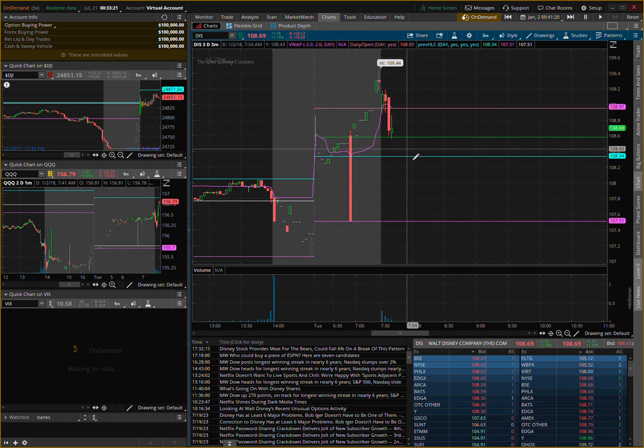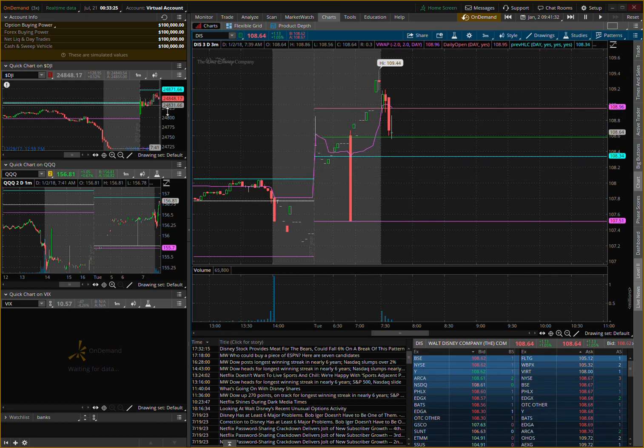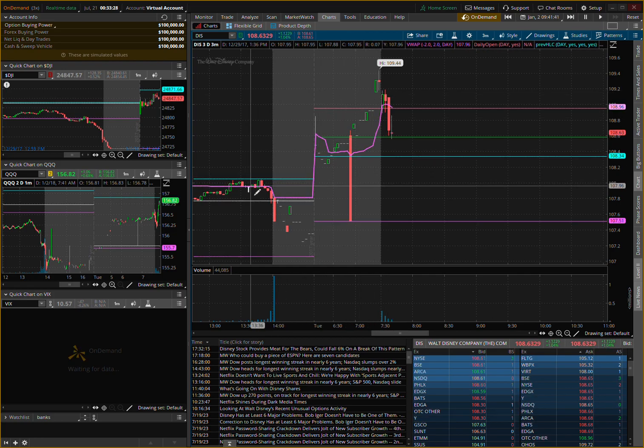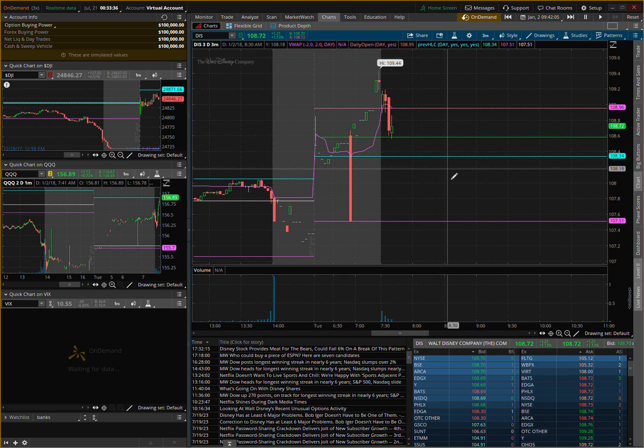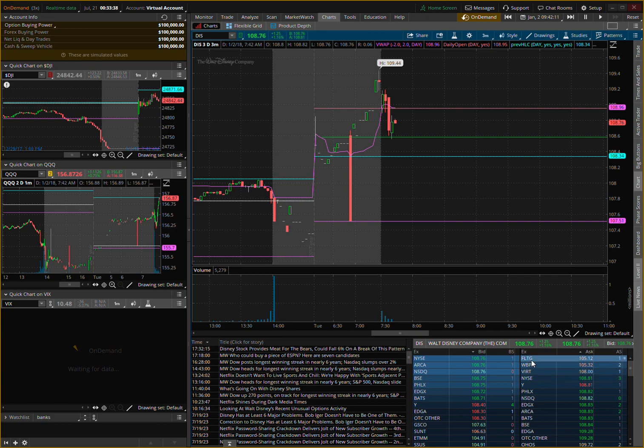If I were to have already gotten in for a long, I suspect that because it actually is starting above here, it's going to be a bullish day. And so if I were to get in here, I could. So I'm going to buy 100 shares.